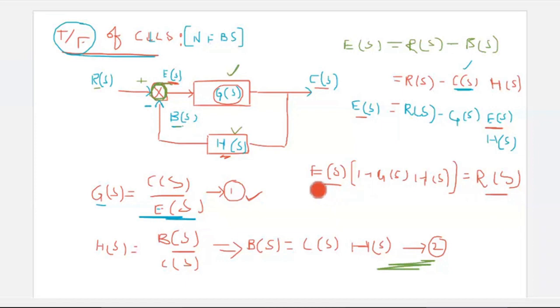Okay, now nothing is there, ma'am. After finding E of S, just substitute that E of S in equation number 1. We'll get output by input. Okay, what is the E of S value? E of S is equal to R of S by 1 plus G of S into H of S.